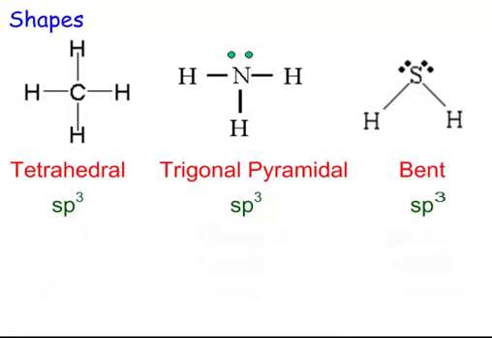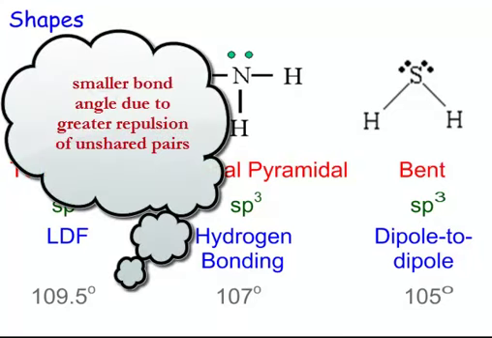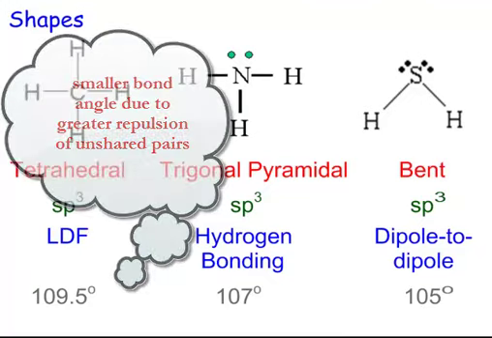What about their intermolecular forces? Their intermolecular forces are, of course, the tetrahedral would be London dispersion forces. The NH3 would be hydrogen bonding, and the H2S would be dipole to dipole. Hydrogen bonding, remember, is when an N, O, or F has an attraction to an H. And last but not least, let's take a look at our bond angles. Our bond angles are 109.5, 107, and 105. And why does that continue to decrease? Because the number of unshared pairs increases, and they repel more.